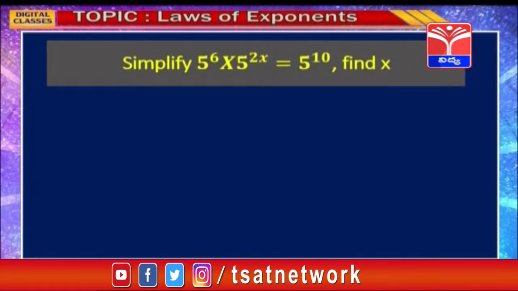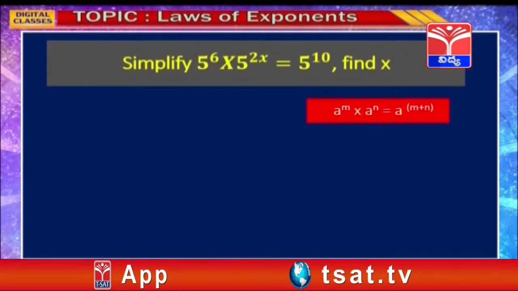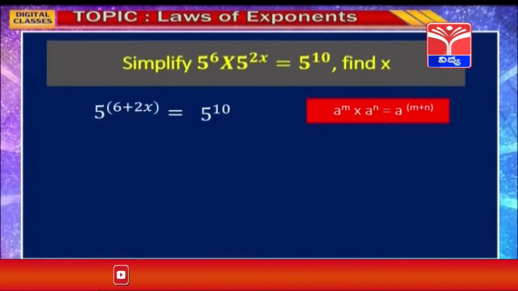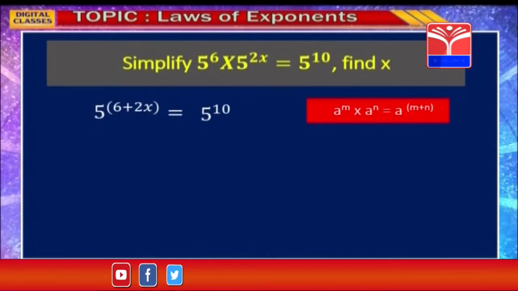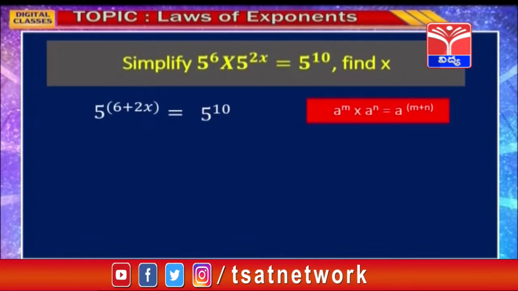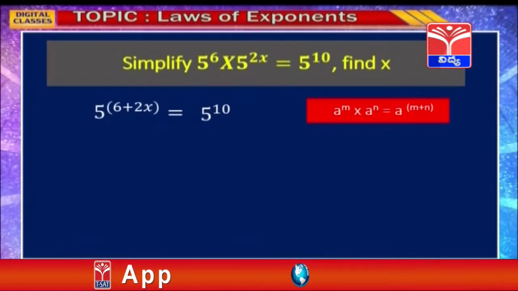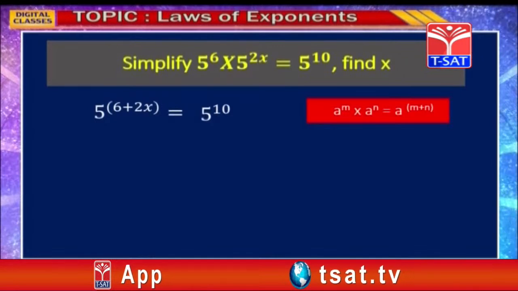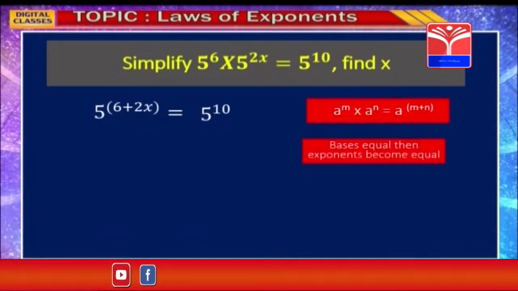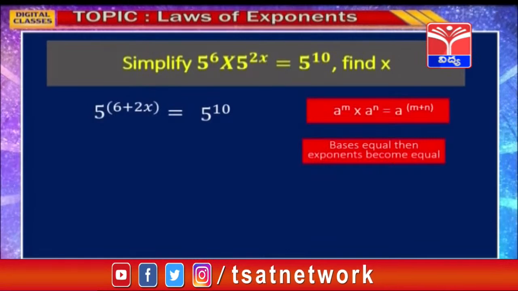Now we'll do some problems. See here, 5 to the power of 6 into 5 to the power of 2x is equal to 5 to the power of 10. Now here you have to find out the x value. When the bases are equal, the powers will add up. See, the bases are equal, and there is multiplication between the two, so the powers will add up. Like this you can write. When the bases are equal, the powers will ultimately be equal. 6 plus 2x is equal to 10.